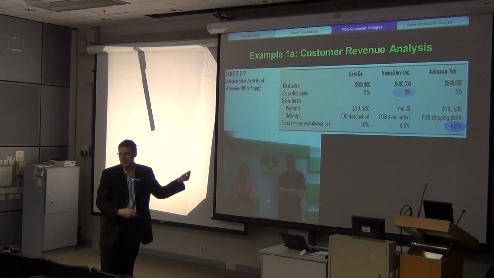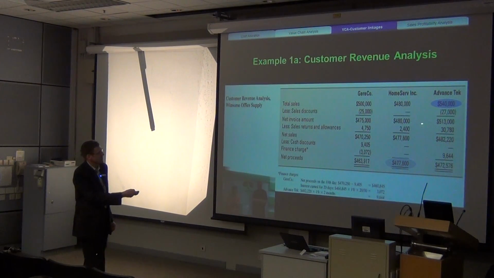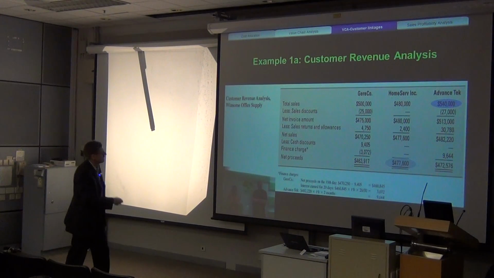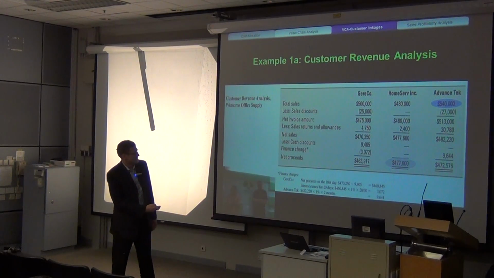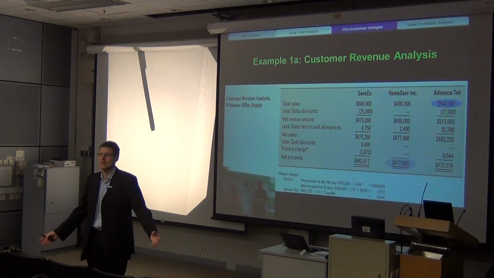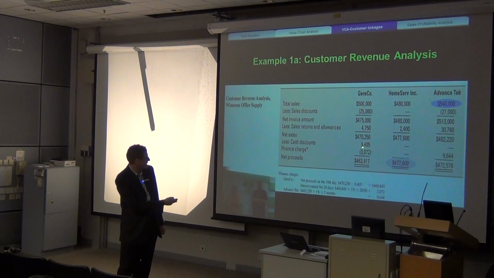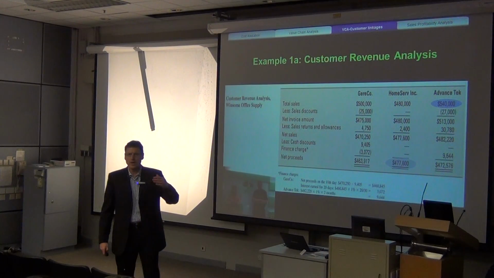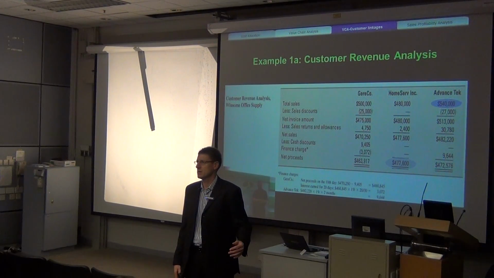Let's have a look at how that transfers into different revenue. So we have an office supply company selling office supplies to three customers. Advanced Tech, wonderful, 540,000, lots of sales, and you think, oh wow, that's our best customer. But wait, you need to look at the finance charge, the cash discounts given to this customer. Why do you have a finance charge? Because maybe they're slow in paying.